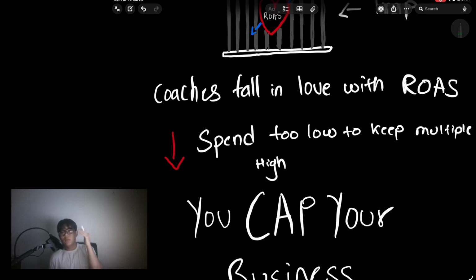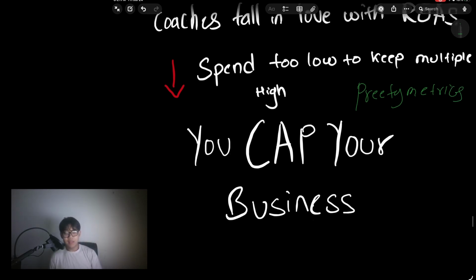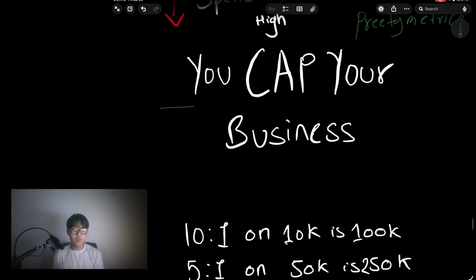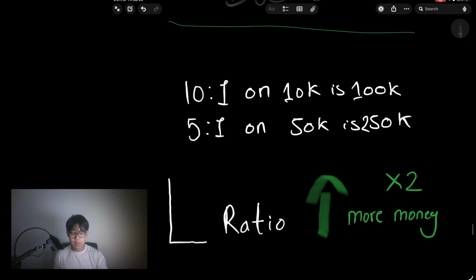So don't cry over your ROAS, your pretty metrics. That's what we like to call your pretty metrics, right? Some of them even spend too low to keep the ROAS multiple high. And when you do that, you damn well know you're capping your business. So don't fall for the trap.